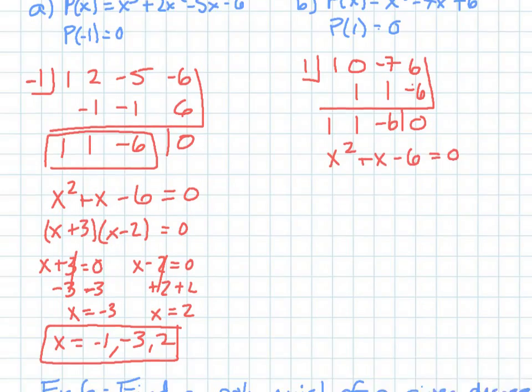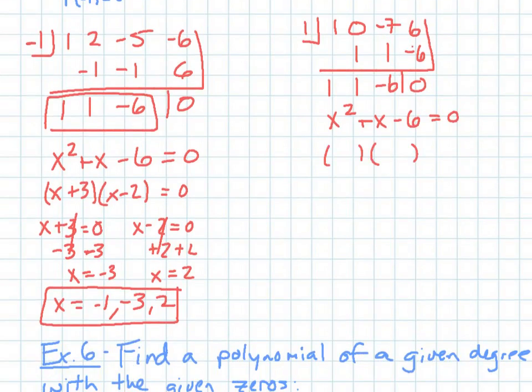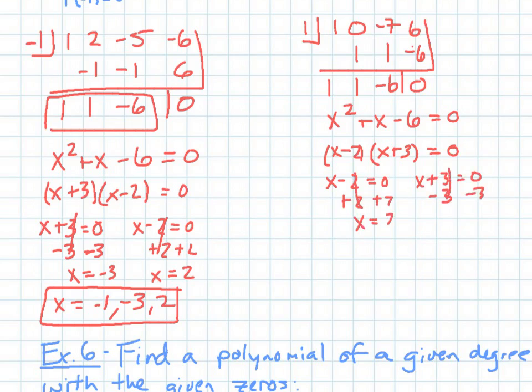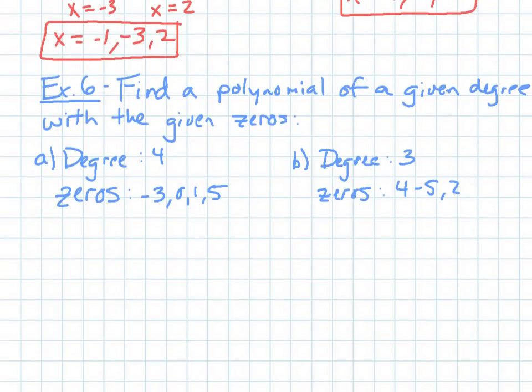Okay, set it equal to 0. Factor, so I get x minus 2 times x plus 3. Set them both equal to 0 and solve. Okay, so then x will equal 1, 2, negative 3. Example 6 says that we want to find the polynomial of a given degree with the given zeros. So here they say that degree is 4, and zeros are negative 3, 0, 1, 5.